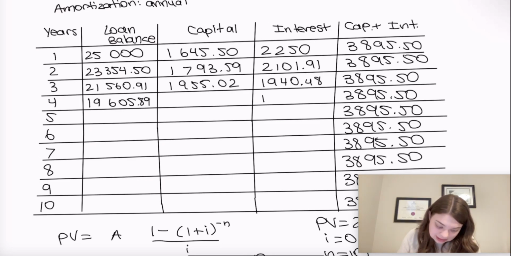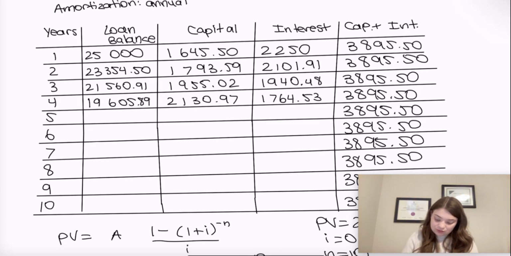And then same thing, we're going to multiply that number by 9%. We get $1,764.53. We're going to subtract that from $3,895.50 to get $2,130.97 for capital. We're going to subtract that from our loan balance. So subtract that from $19,605.89, and we get $17,474.92. All right, now multiply that by 9% interest.